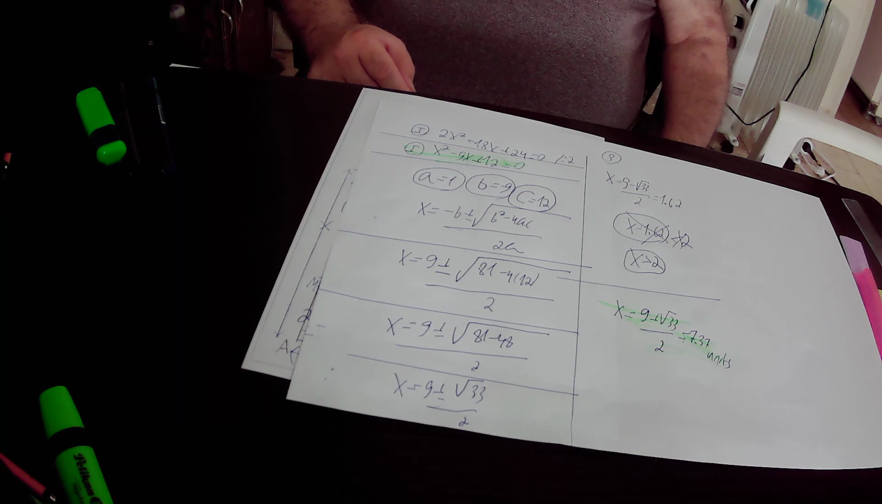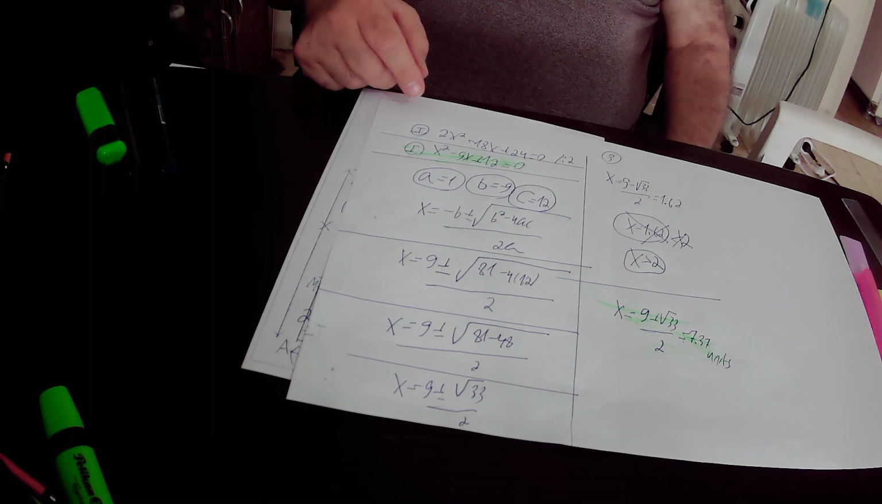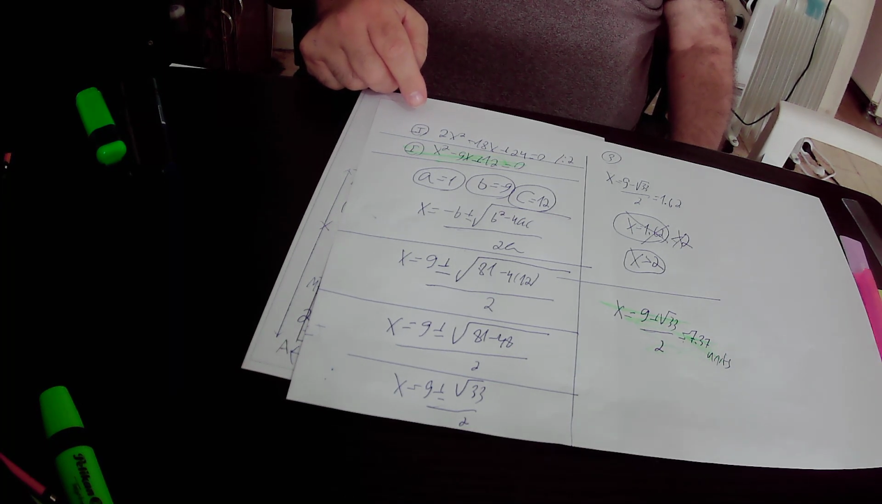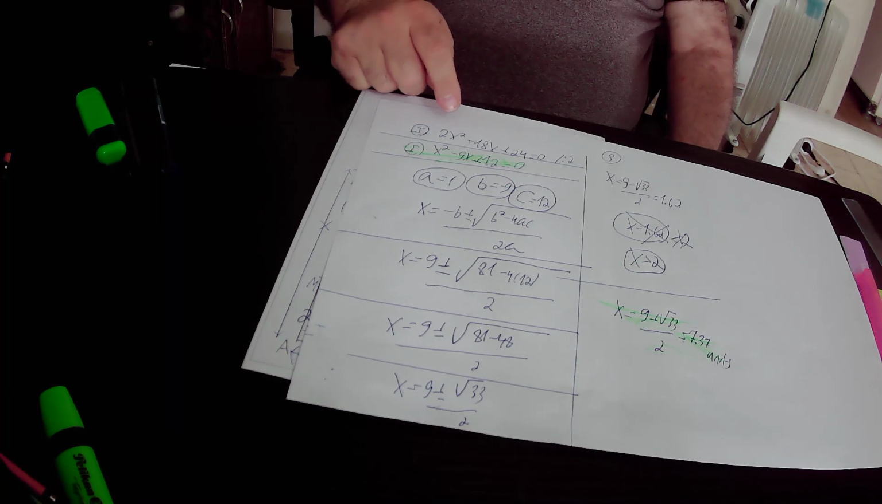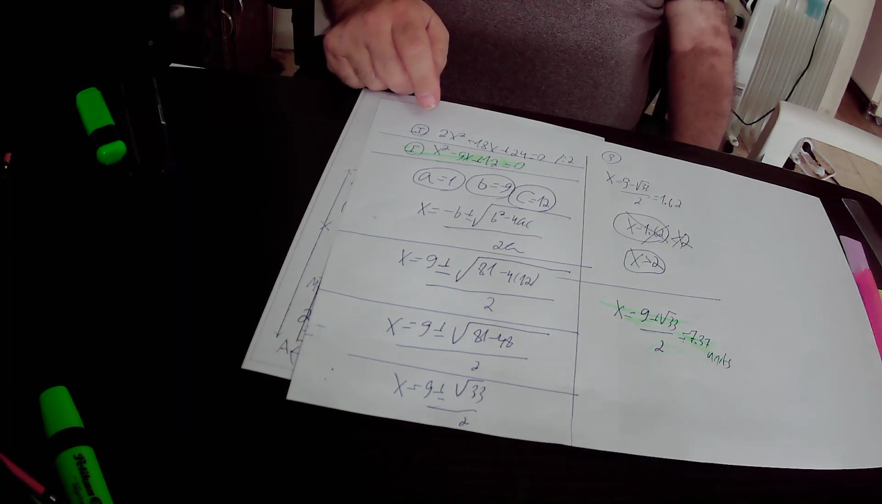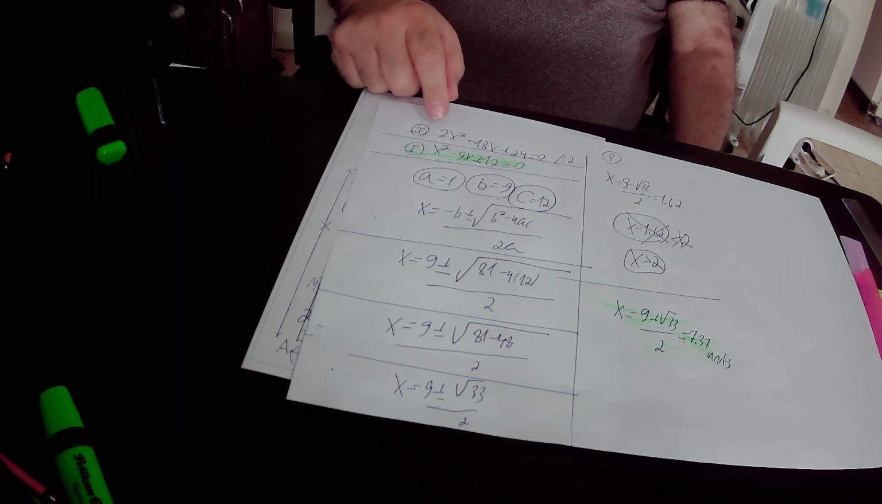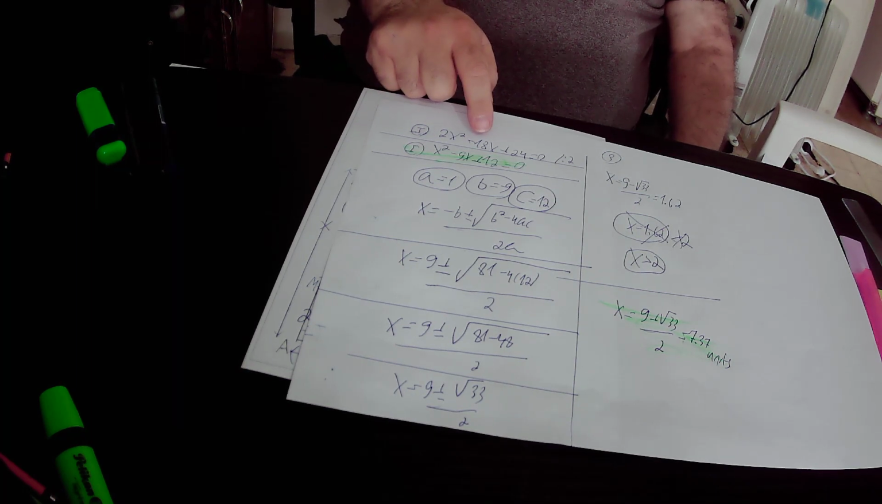We divided this equation, equation number 1, by 2, and found out that 2x squared over 2 is x squared, minus 18x over 2 is 9x, and 24 over 2 is 12. So in conclusion, we found out that x squared minus 9x plus 12 equals 0. This is a quadratic equation, the coefficient A equals 1, the coefficient B equals minus 9, and the coefficient C equals 12.